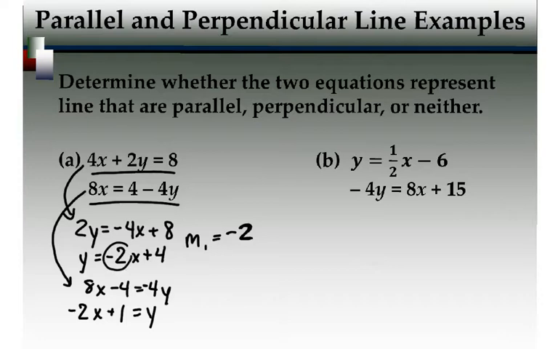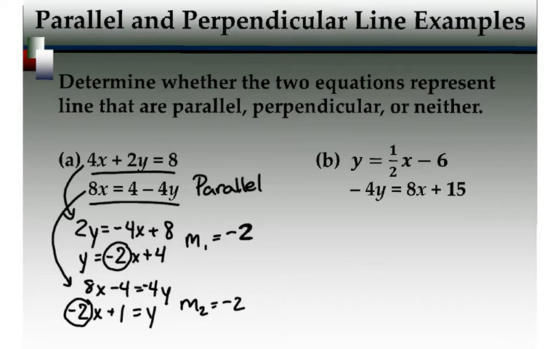And here we go again. Just like the slope of this one is negative 2, the slope of this one is also negative 2. This means they are parallel because the slopes are equal.